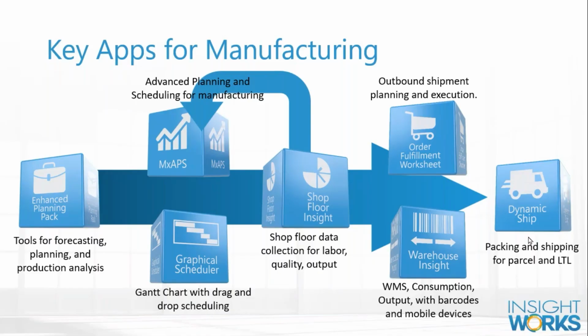So we have Order Ship Express, which is free if you're doing domestic parcel shipments. If you need to do things like LTL and multi-carrier rate shopping and packaging and all that kind of fun stuff, you'd want Dynamic Ship, and you can get the stuff out the door. All right, now those are the basic applications here for manufacturing.